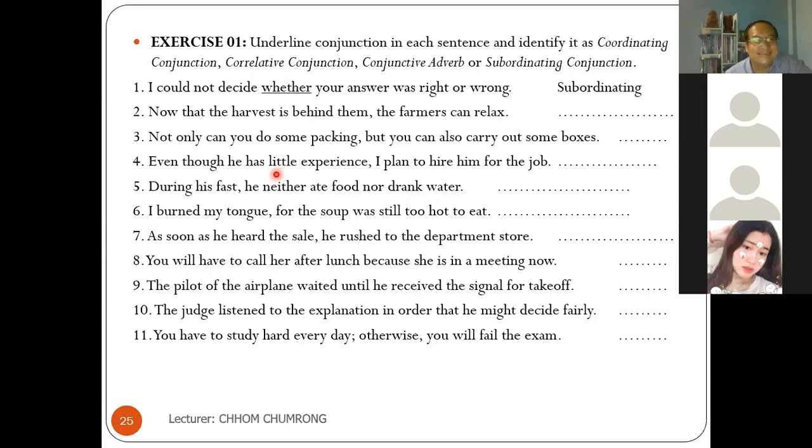Number four. Which one? Even though. Even though it is. What kind of conjunction do we call even though? Subordinating conjunction, yeah. How about number five? Neither, sir. Neither nor. What kind of conjunction? Correlative. Yeah, correlative.